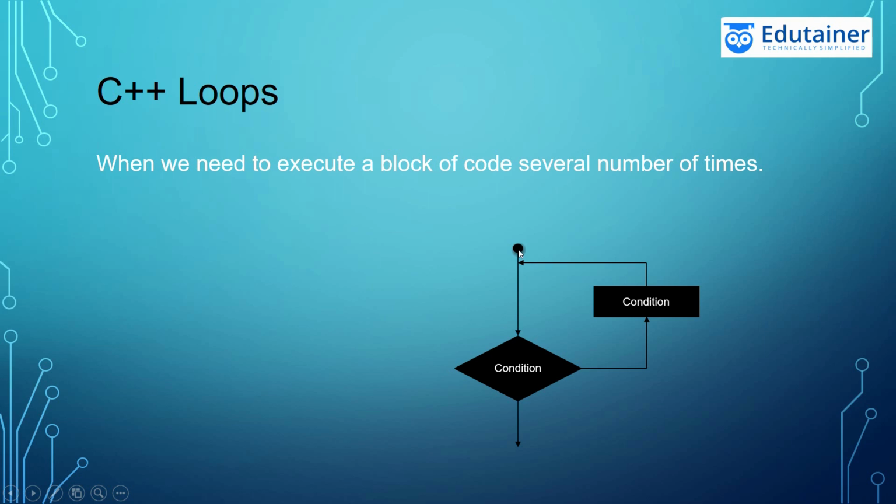Suppose your program is going in this manner. You have stated a condition, and you want to run the code when the condition is true. When the condition is true, the loop keeps on repeating until and unless this condition becomes false. So this is how we use loops.